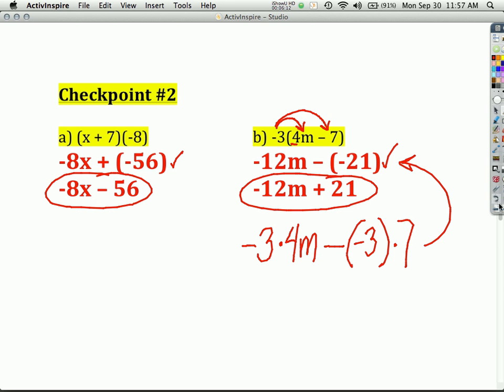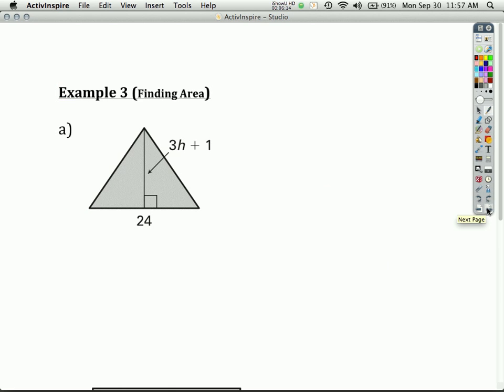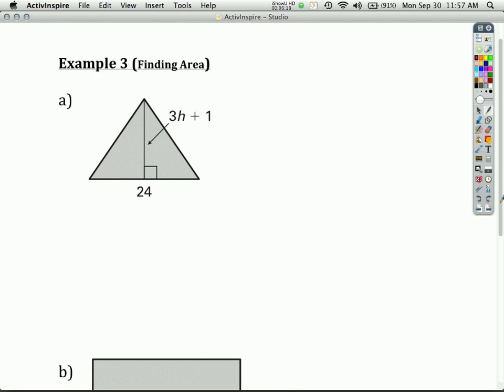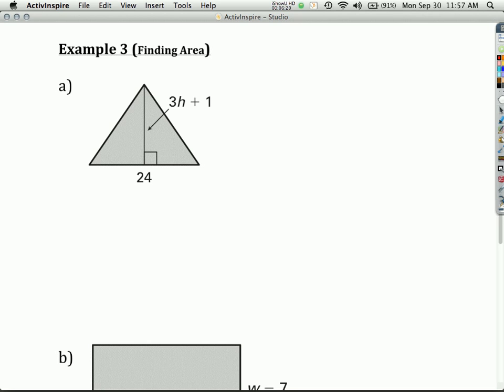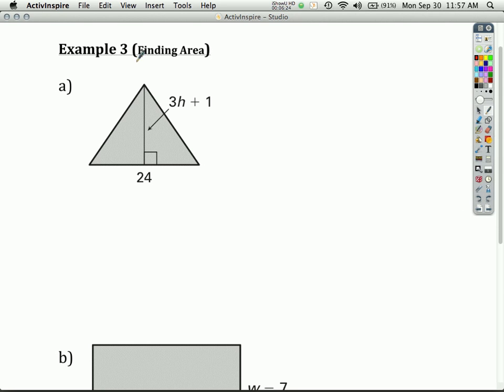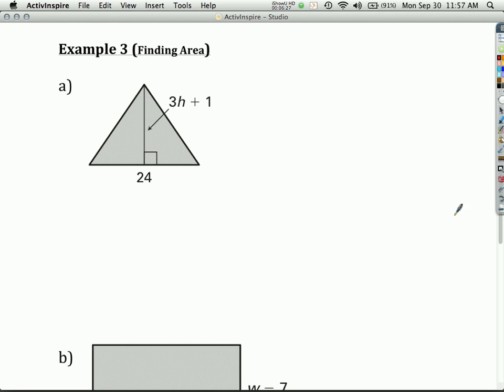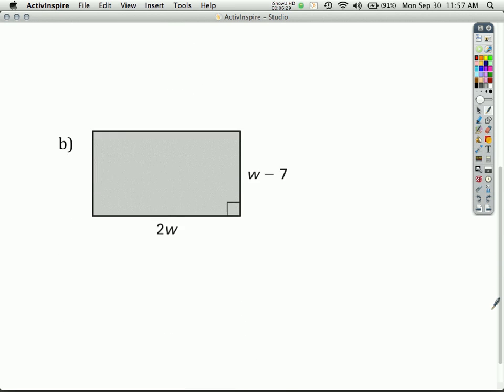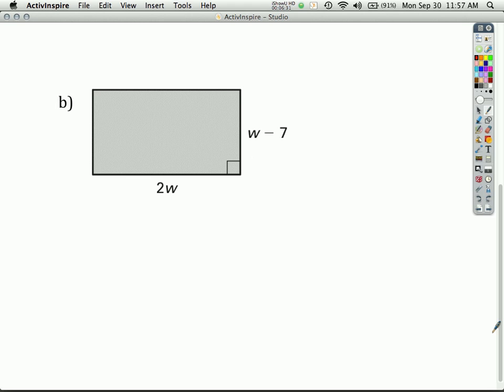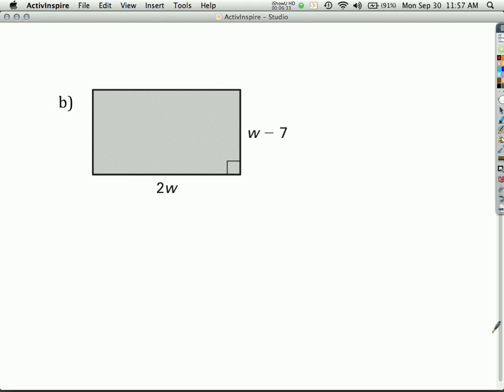Okay? So now we're going to apply it to a real-world scenario. And I actually have a couple of examples, but I'm going to change this up. I do not want to use my first one. So everyone write example 3, finding area, and we're going to use part B. So just sketch the picture.